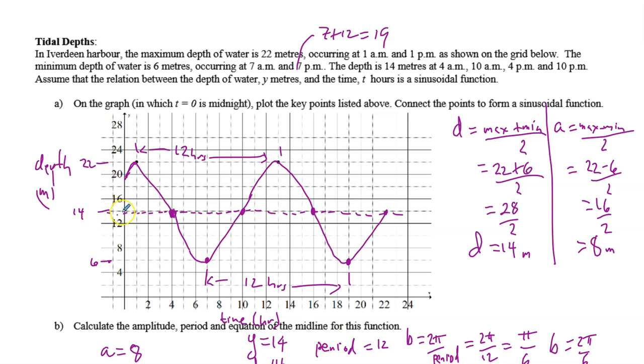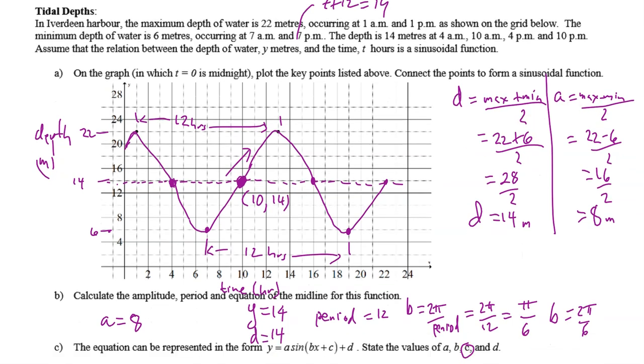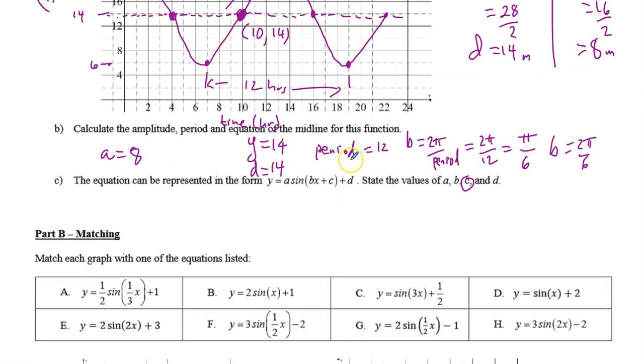So I want the midline and the y-axis, and I want the first place where it goes up. So that's here. This is my start point, which has coordinates of 10, 14. So let's take a look. How do we figure out, how do we get this C value? And when we do, we'll graph it and see if our graph matches this graph here.